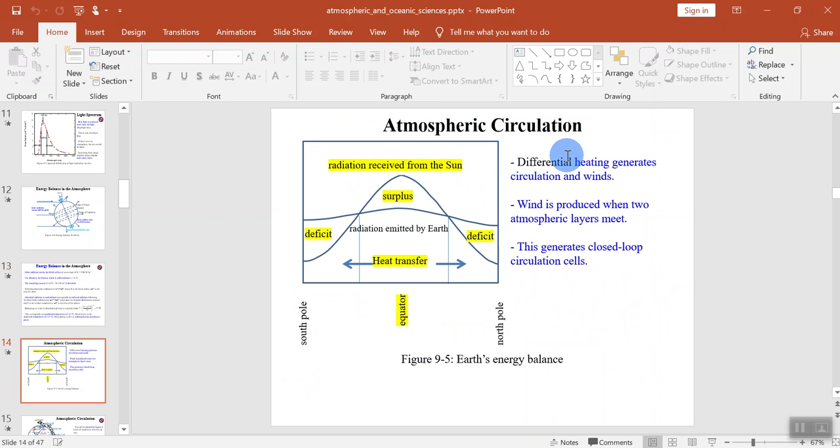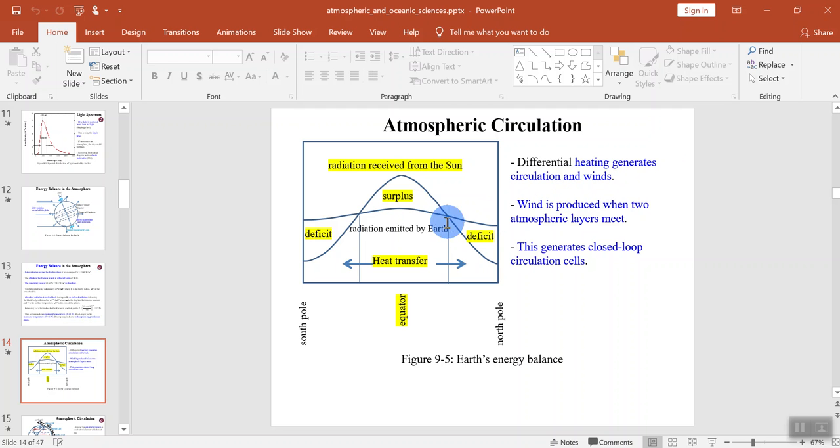So atmospheric circulation: we said that the greatest amount of sun energy hits the equator, then diffuses towards the poles. Here there's maximum heating, and here there's very little heating. So there's a deficit in radiation here, and there's a surplus here. So there will be gradients of temperature.